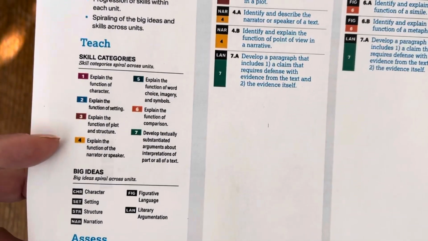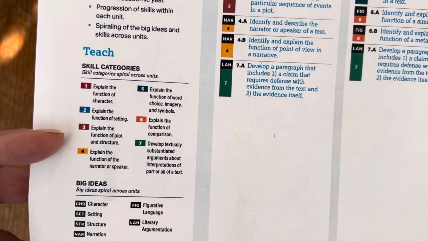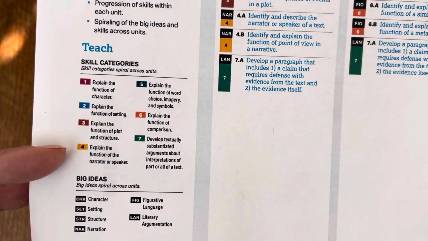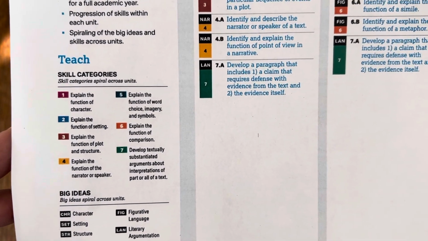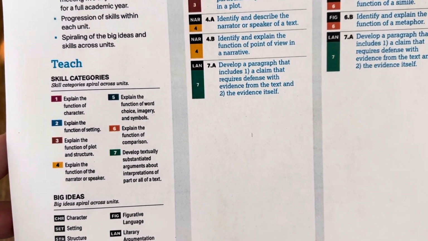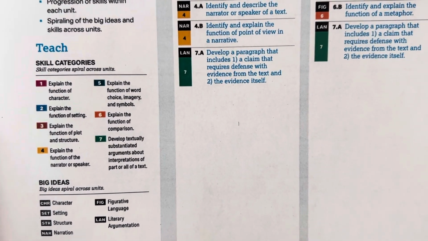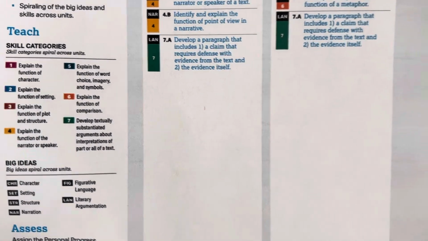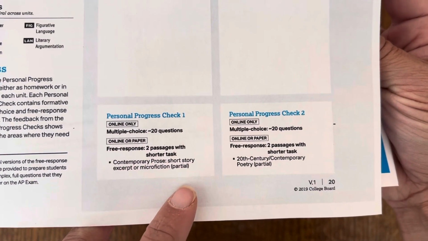And here are the skill categories: explain the function of character, explain the function of setting, explain the function of plot and structure, explain the function of the narrator or speaker, explain the function of word choice, imagery, and symbols, explain the function of comparison, and develop textually substantiated arguments about interpretations of a part or all of a text. So, and again, we have this familiar format of personal progress checks at the end.